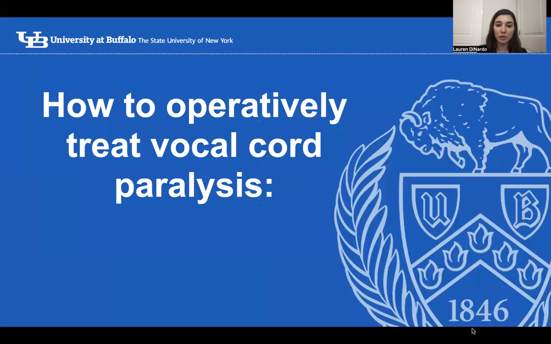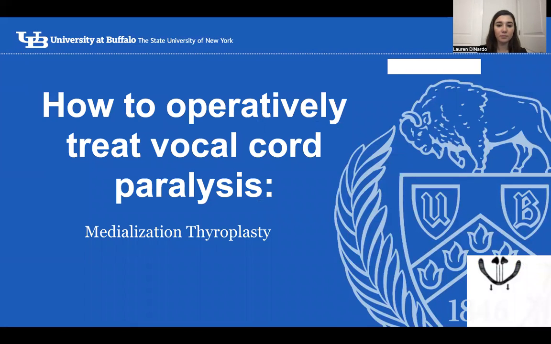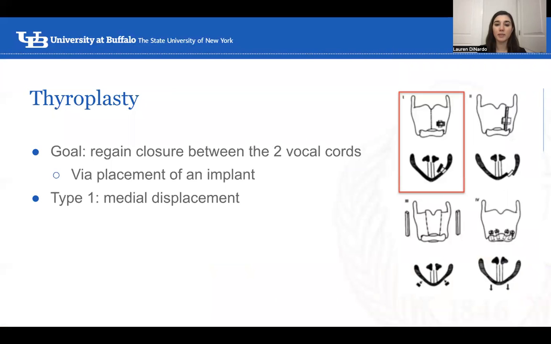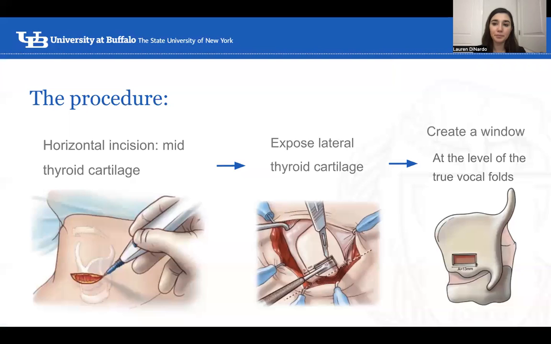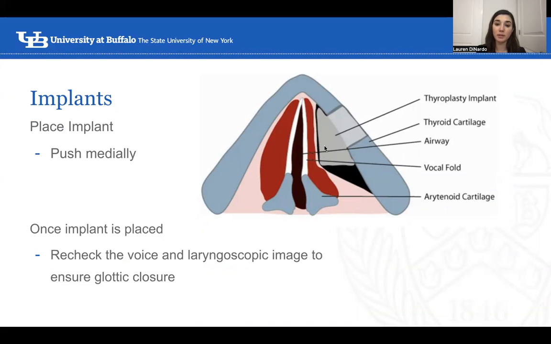So how to operatively treat vocal cord paralysis is medialization thyroplasty. The goal of the thyroplasty procedure is to regain closure between the two vocal cords, and that's by placement of an implant. As you can see up here, you're going to place the implant to medially or inwardly displace your vocal cords so that you can regain that closure and phonate. The procedure starts with the incision in your neck at the level of the thyroid cartilage, like we pointed out, and you're creating a window at the level of the true vocal cords, which is where you'll place your implant. When you place the implant, you push it medially, and you can push your vocal cords back together, and you're able to speak again.